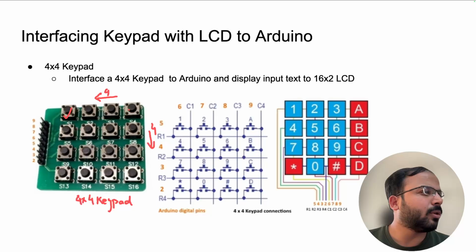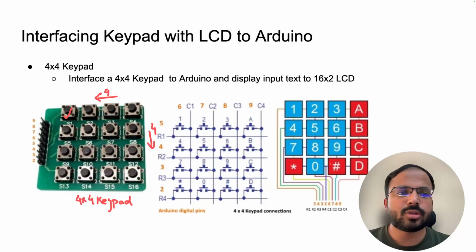So what characters will you have? You will have 0 to 9, you can see here, and A, B, C, D, star and hash. These are the characters which we can input to the Arduino, and that will be displayed on the LCD. So now let's see how the basic functioning of this keypad works.